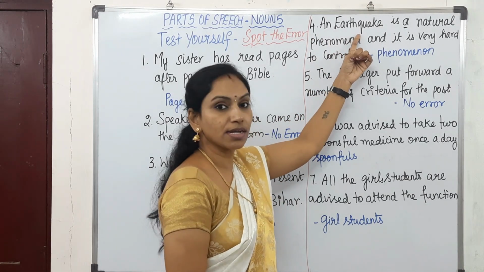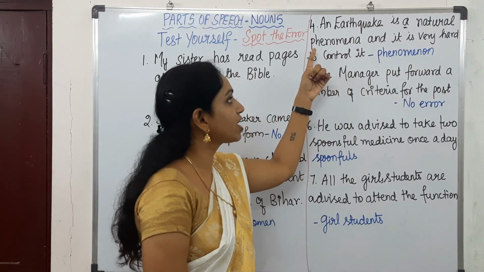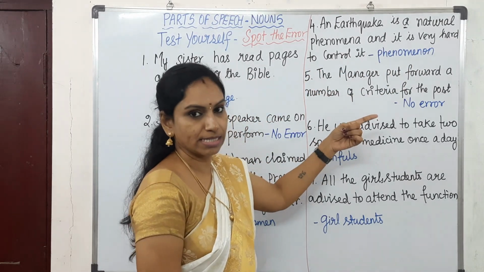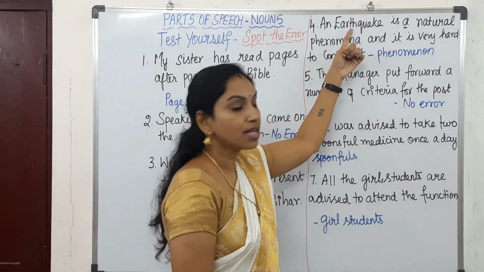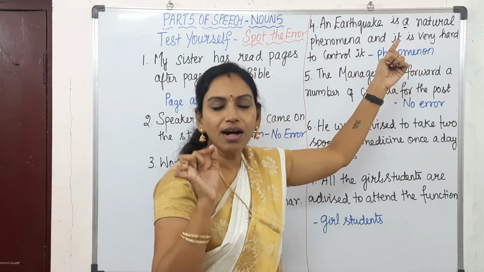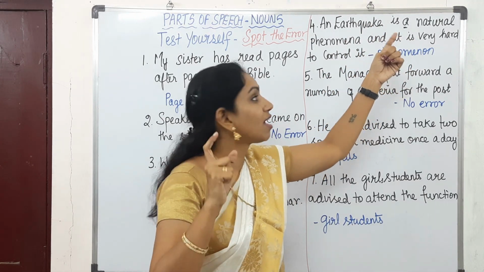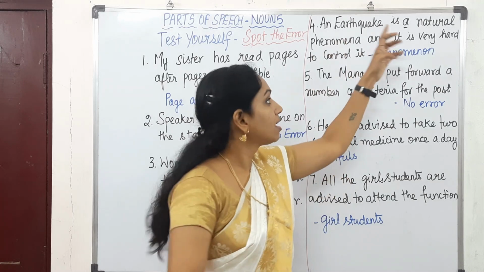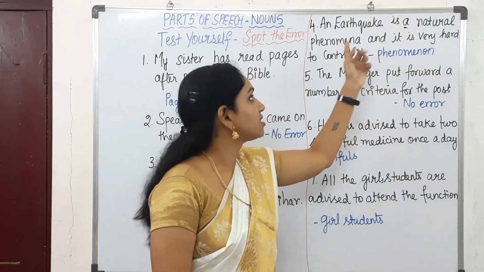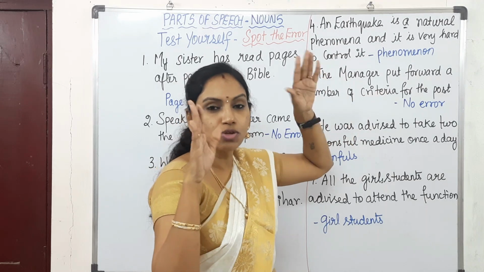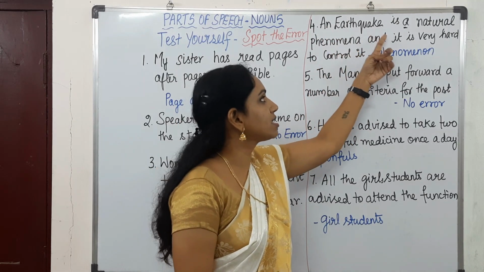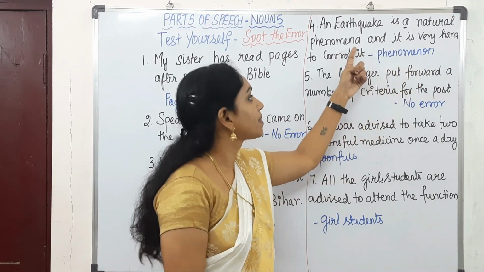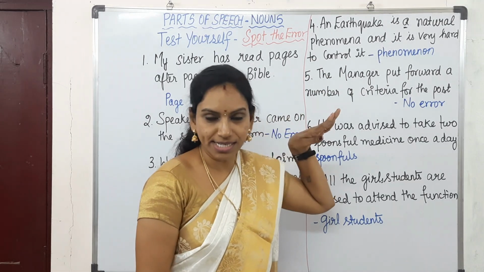An earthquake is a natural phenomena and it is very hard to control it. "An earthquake is" is used for singular, a natural phenomena, but here they have given phenomena, a plural word. Earthquake is a singular word and this is a plural word, not matching. So what should you write? An earthquake is a natural phenomenon. Phenomenon. And it is very hard to control it.